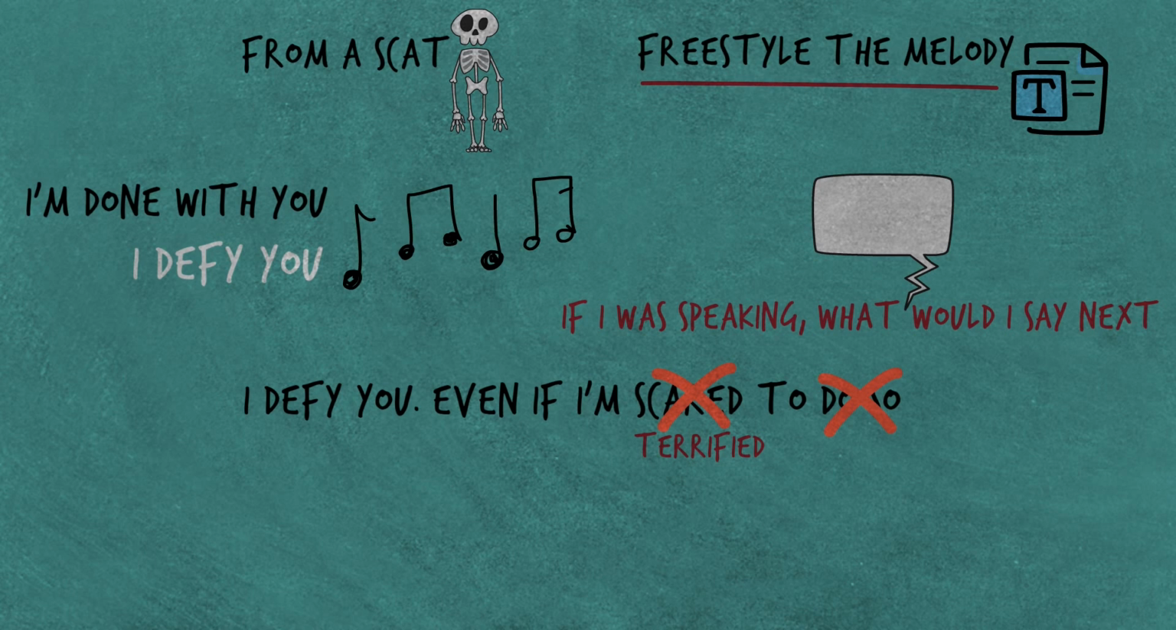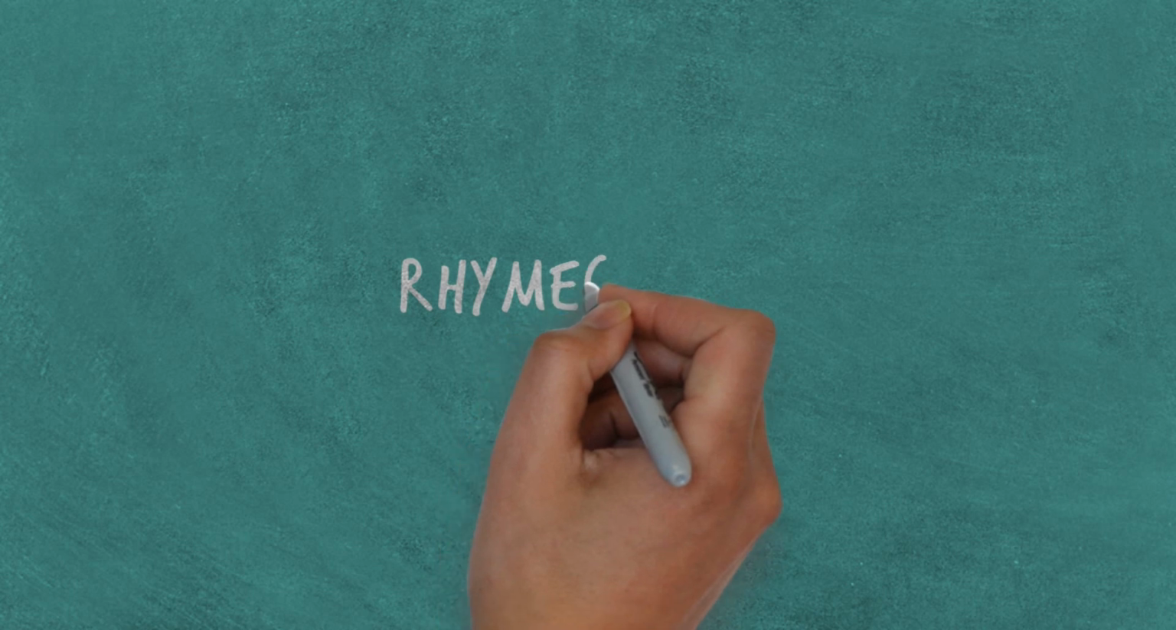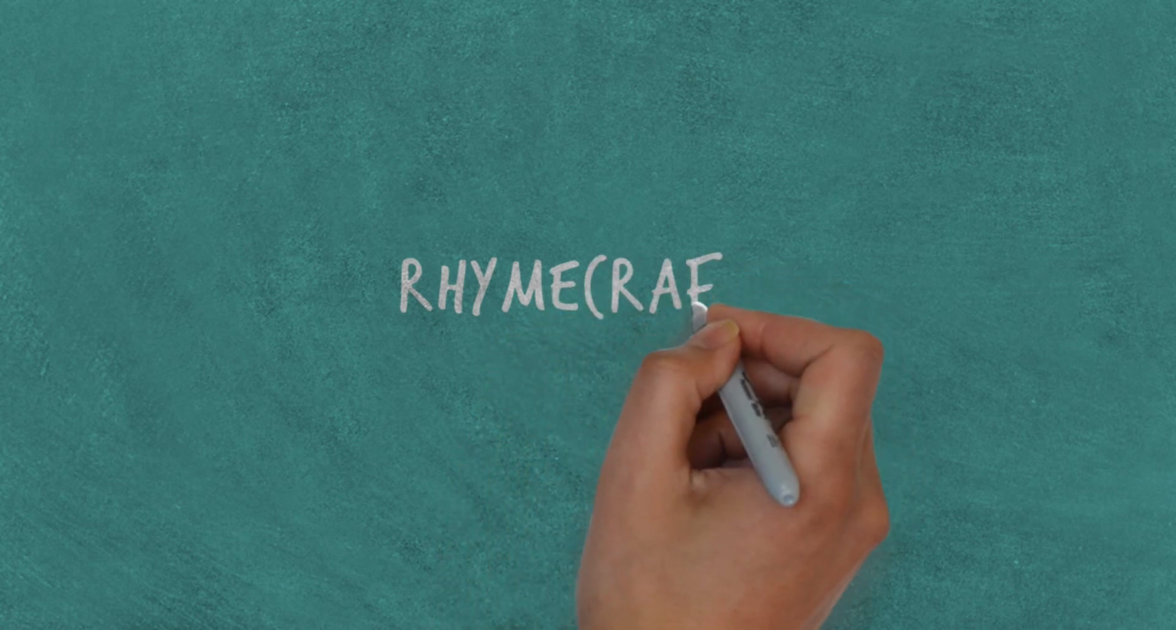Now we can make a melody that works with the previous bar. Something simple like changing the note of the last syllable. Recording it, it would sound like this. Even if I'm terrified too. Now it's time for the next bar.